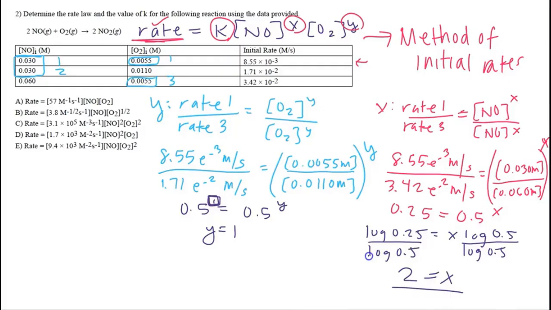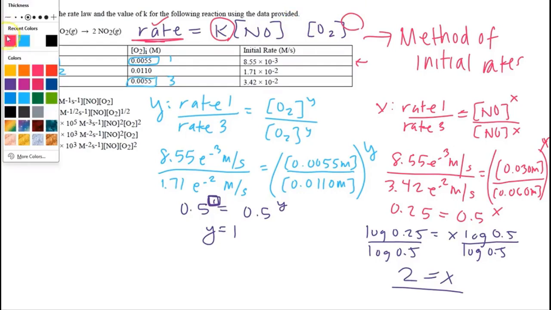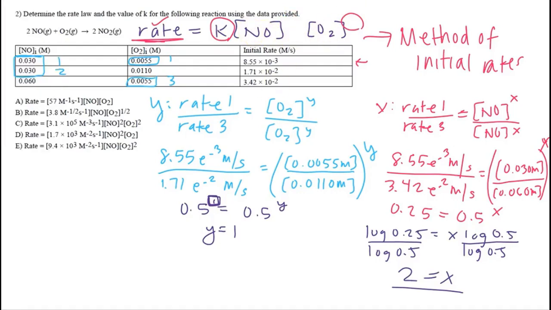What is this telling me? This tells me that if I was to go back to my rate up here, instead of writing x here, instead of writing y, I can now write NO has an order of 2, and O2 has an order of 1. And a lot of times when you have an order of 1, they don't write it. So just by that information, they want a full rate law with all the numbers and all the bells and whistles, right? So we've already got our orders in relationship to our concentrations. Now we just need our K value.